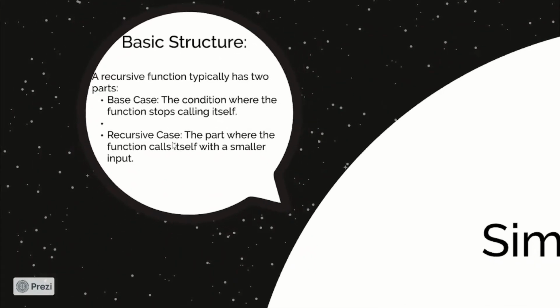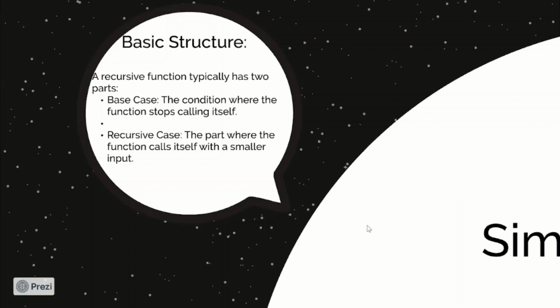This is the basic structure of a recursion, where there is a base case and the recursive case. The base case means the function ends its calls in this case. Recursive means this is the part where the function calls itself. In the base case, the function stops calling itself, and in the recursive case, the function calls itself to perform some operations. These are the main parts of a recursive function.